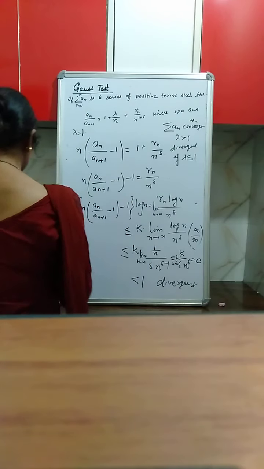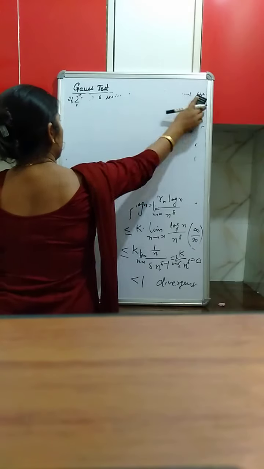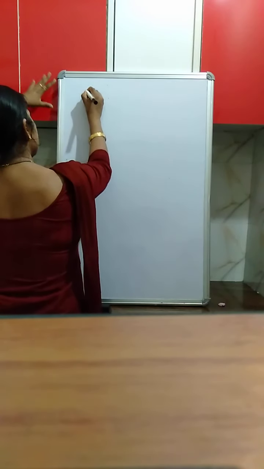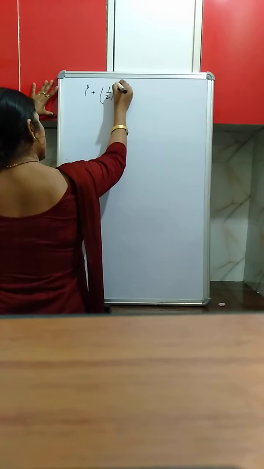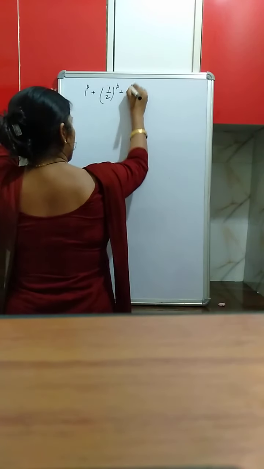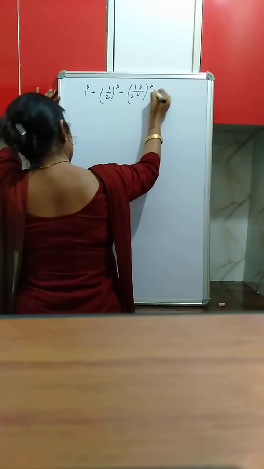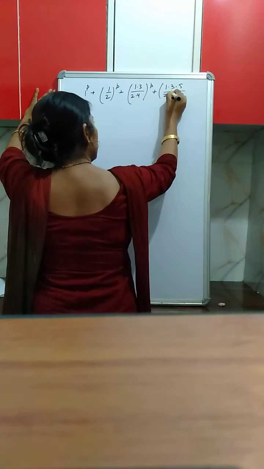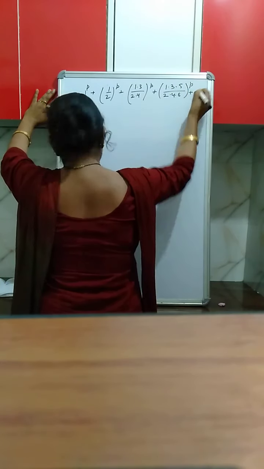Okay, and this is applicable to many kinds of positive term series. So let us take some examples related to Gauss test. Let us have an example. The first example is: test the convergence of the series 1 raised to the power p, plus 1 by 2 raised to the power p, plus 1 into 3 upon 2 into 4 raised to the power p, then 1 into 3 into 5 upon 2 into 4 into 6 whole raised to the power p, and so on.